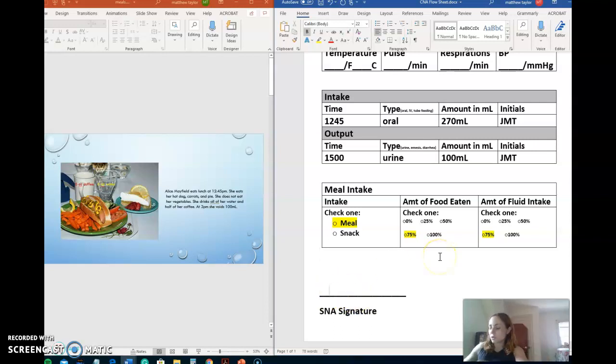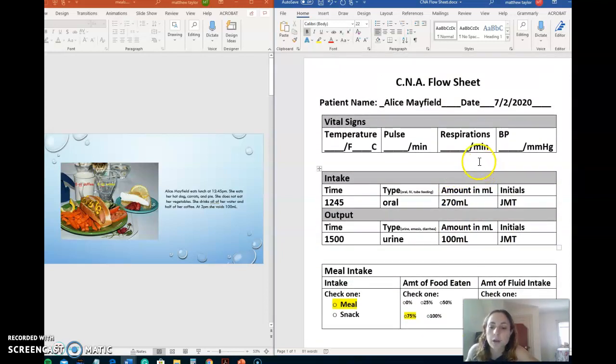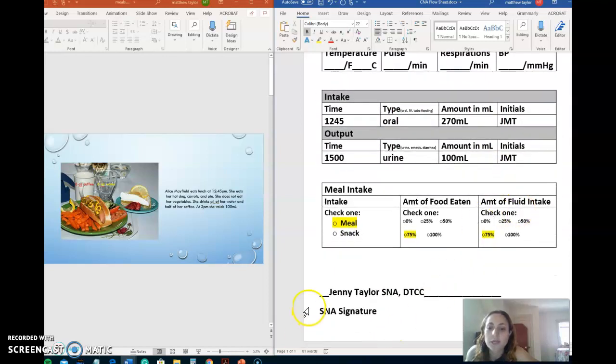Okay, so this portion here, you're going to put your signature. For you guys, it's going to be SNA, DTCC, because you're a student nursing assistant from Del Tech. If you were doing this in pen, remember your documentation rules, so you would document in blue or black pen. If you make a mistake, you would not scribble it out, you would just put 1 line and then your initials and fix it. And then this would be a signature, your personal signature.